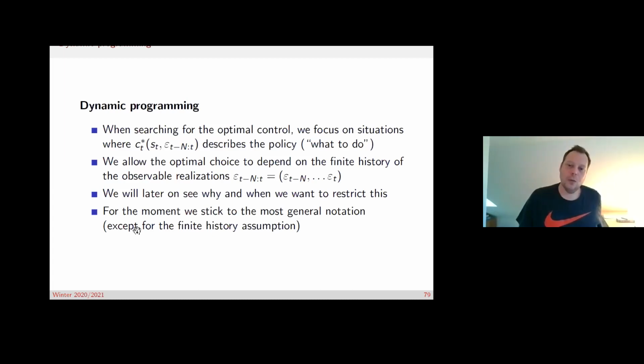Here we have a situation where we focus on just a finite history of all the past realizations. So n is a vector of length n, right? Or is it n plus 1? I'm always confused with it. No, it's n, right? So the vector of length n, which is finite, and this is just all the past realizations that you have. This is a somewhat general assumption. Except that we do not consider infinite histories, for the moment we relate to this relatively general notation. But later on, when it comes to applications, we will make this assumption a little bit easier.